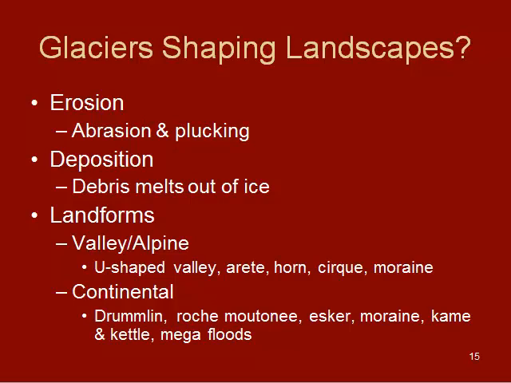And then we get deposition shaping the landscape by debris melting out of the ice. Some of the landforms we'll talk about include those associated with valley or alpine glaciation, things like U-shaped valleys, arêtes, horns, cirques, and moraines. And then continental features like drumlins, roches moutonnées, eskers, moraines, kame and kettle, and some mega floods that are specific to this area.